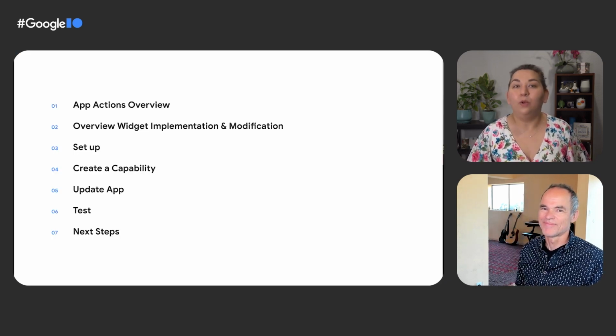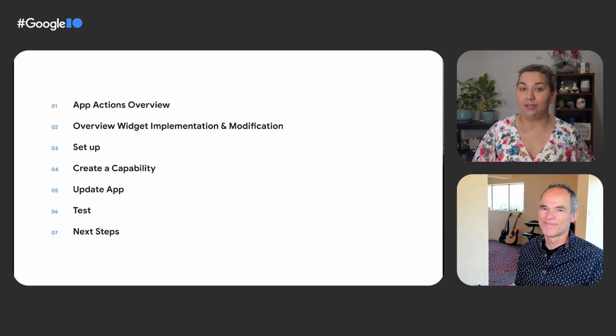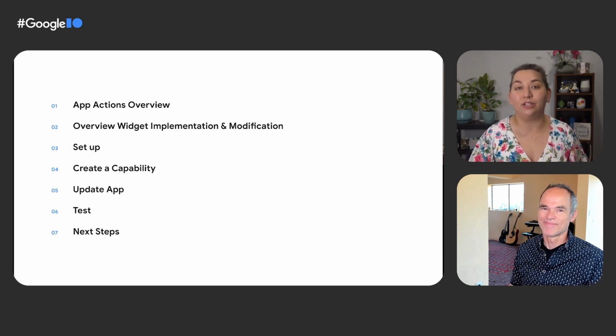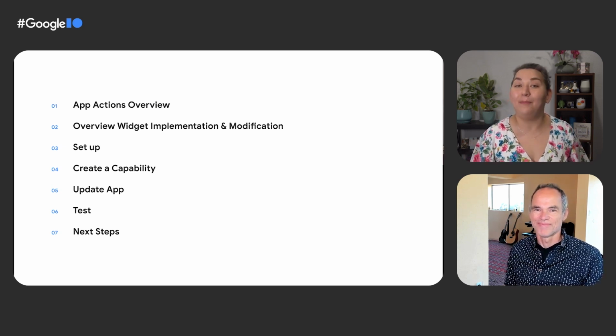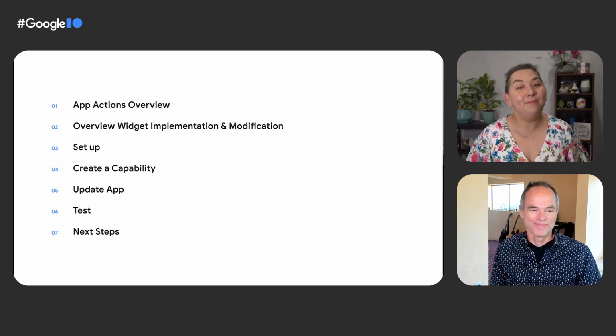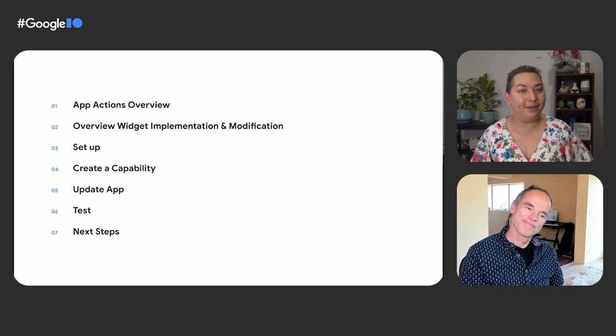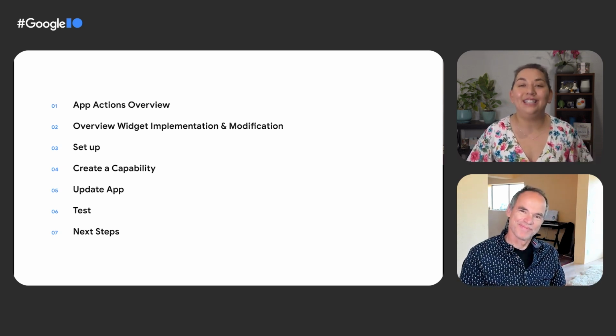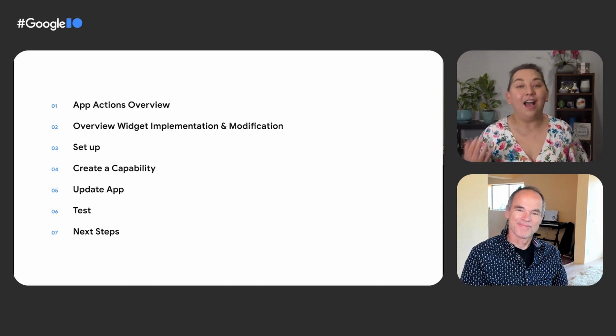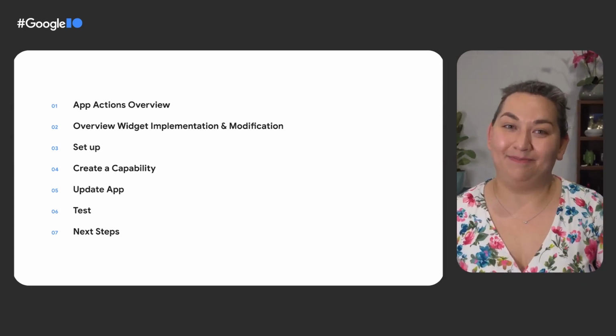For this workshop, we'll do a quick overview on app actions, an overview of how Android widgets are implemented in this code lab, and what you'll need to do to modify it to accommodate the BIIs. Then Matthias will walk you through setting up your app, creating your capability, implementing the changes to the app, and finally testing it out. After that, I'll be sharing with you next steps.